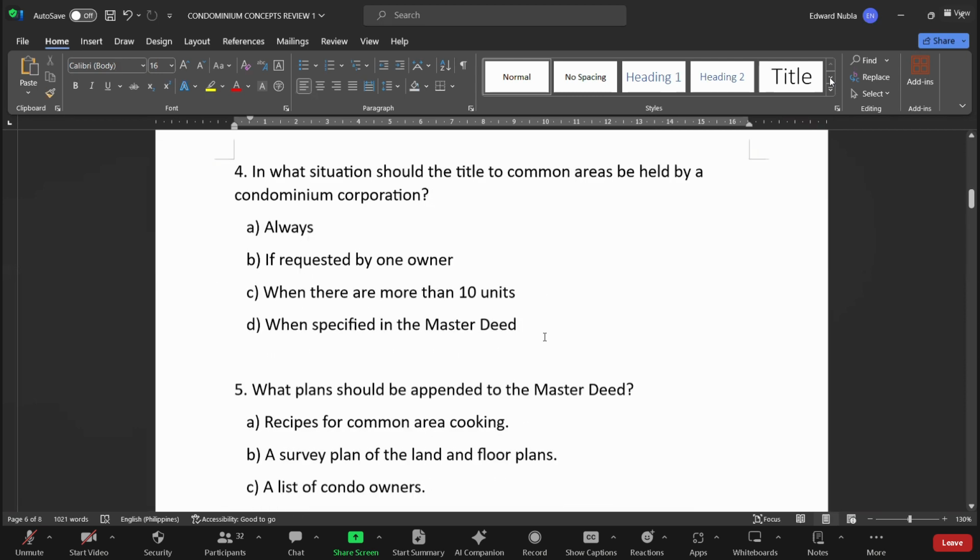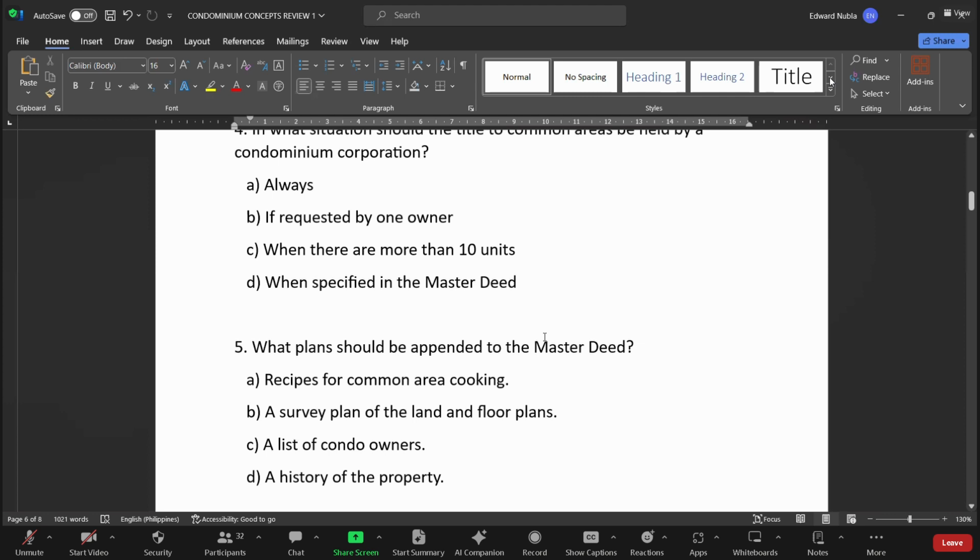Number five. What plans should be appended to the master deed? A, recipes for common area cooking. B, a survey plan of the land and floor plans. C, a list of condo owners. D, a history of the property. What plan should be appended to the master deed?